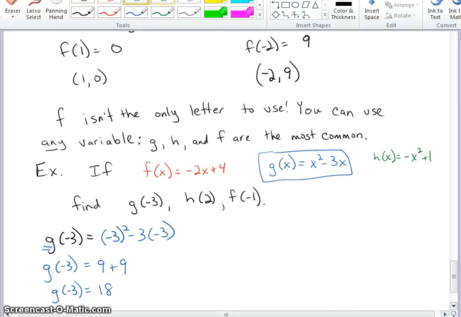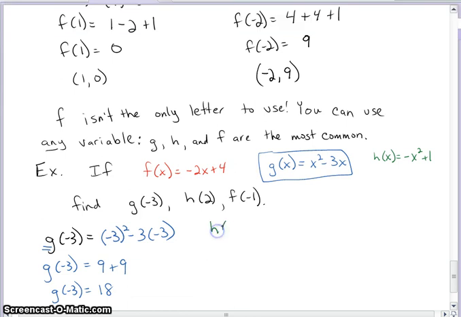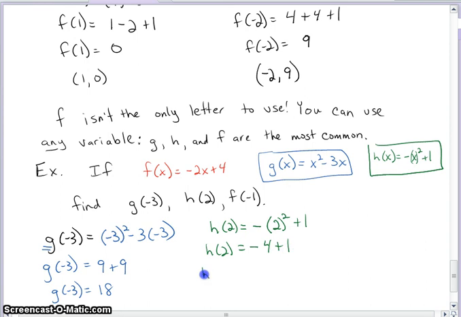And then I've got h of 2. So I need to use the h function down here. This is telling me negative 2 squared. Pay attention to where I put the parentheses. They only go around the x. x is right here. So it's just that x. So h of 2 equals negative 4 plus 1. So h of 2 equals negative 3.